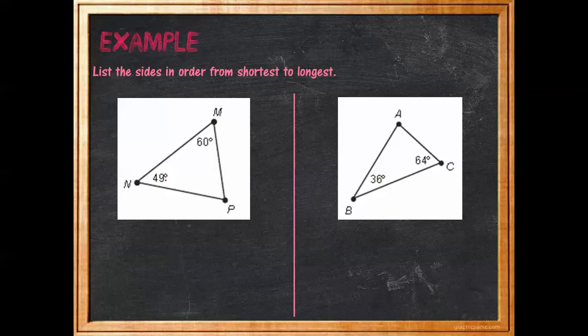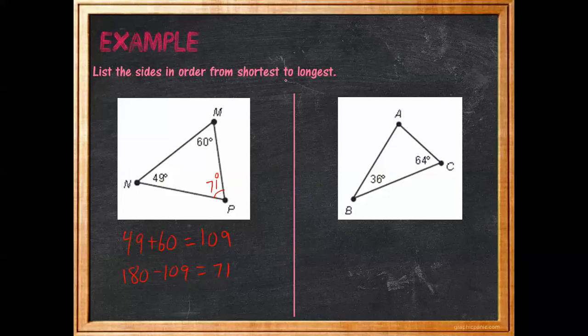Okay, so the first thing that we have to do is find this missing angle right here. We have to know that a triangle adds up to 180. So first, we're going to take 49 and add it to 60, and that's going to give us 109. And then we're going to take 109 and subtract it from 180, and that's going to give us 71. So this is 71 degrees.